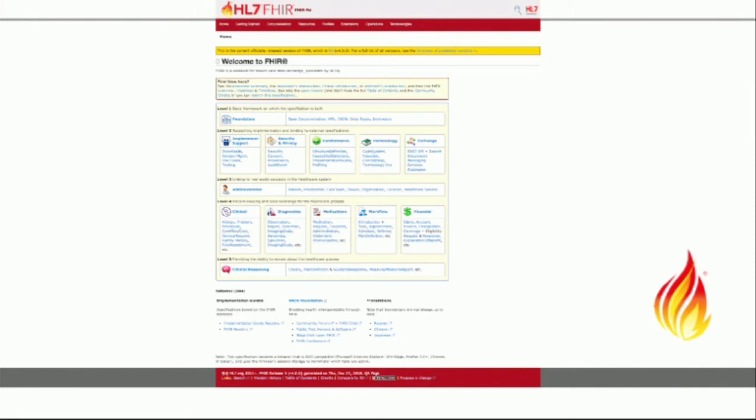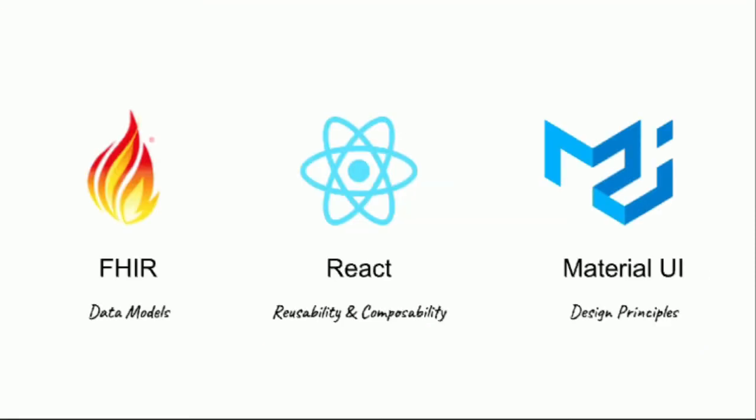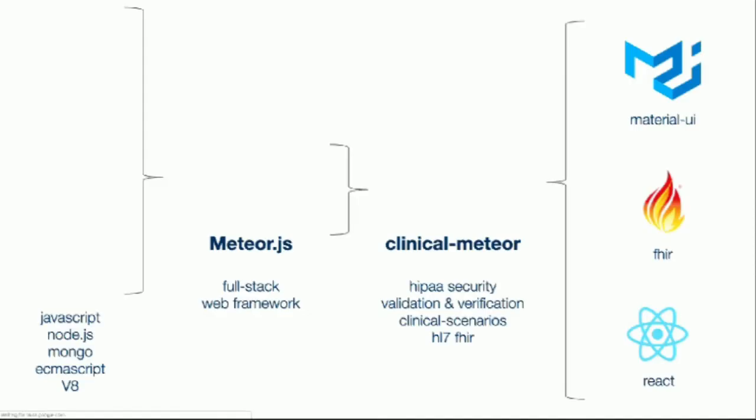And then obviously FHIR. You all are familiar with this. So what we have is three technologies. We have FHIR for data models, we have React for reusability and composability, and we have Material UI for design principles, how we're going to piece all of these things together.